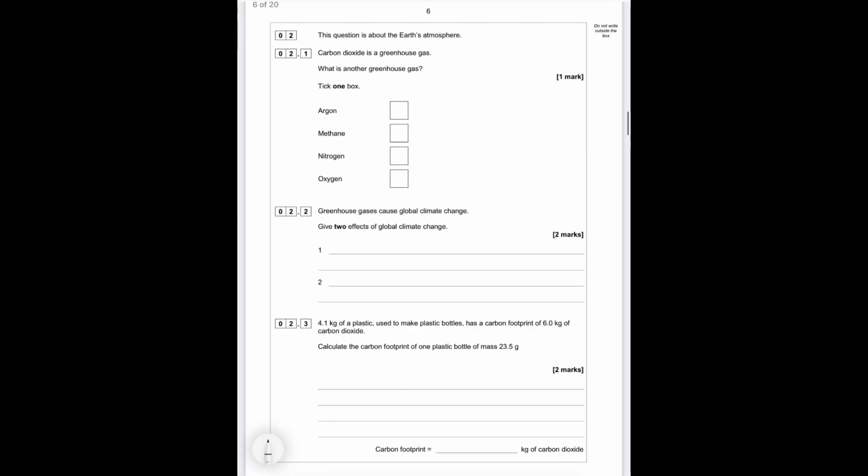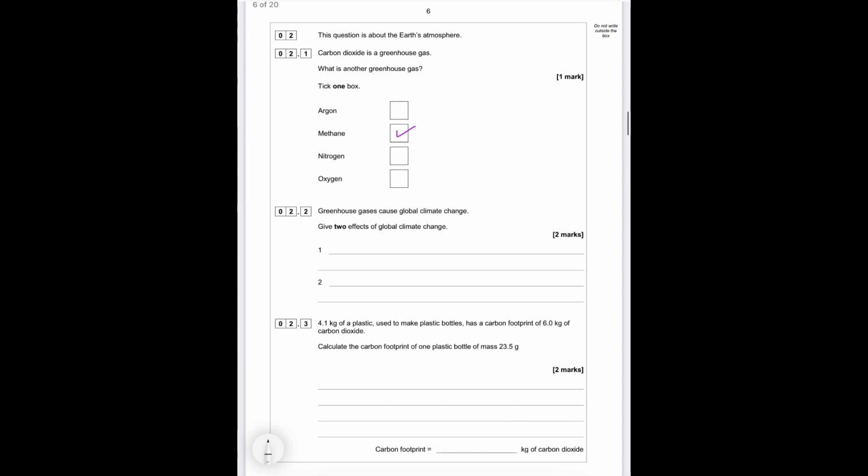This next question is about the Earth's atmosphere. Carbon dioxide is a greenhouse gas. What is another greenhouse gas? So out of our options, we've got argon, methane, nitrogen, and oxygen. The other greenhouse gas would be methane.